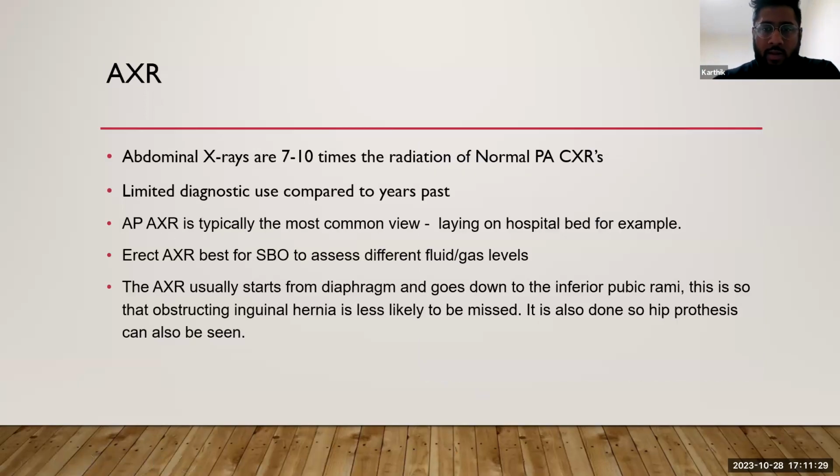Okay. So as we talked about earlier, when do we use abdominal X-rays and what's the radiation? As I said earlier, an abdominal X-ray is 7 to 10 times the radiation of a normal chest X-ray. It has limited diagnostic use compared to previous years because of the availability of CTs.